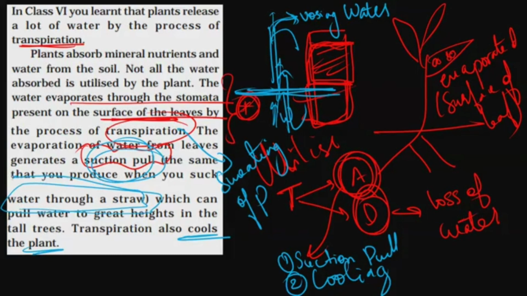When you suck water through a straw, you're taking water out and more of it is coming. It's generating a suction pull. So you can pull water to great heights in taller plants. In taller trees, you need so much water. It has to reach every part, high, low, everywhere. So when transpiration occurs, it generates a suction pull and water goes to great heights. Also, transpiration cools the plant.